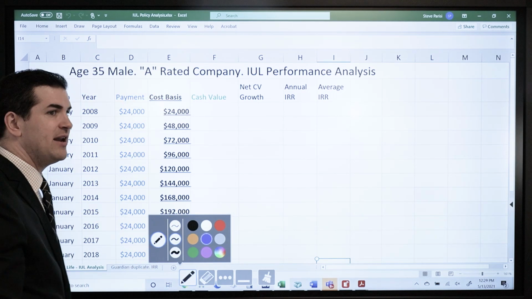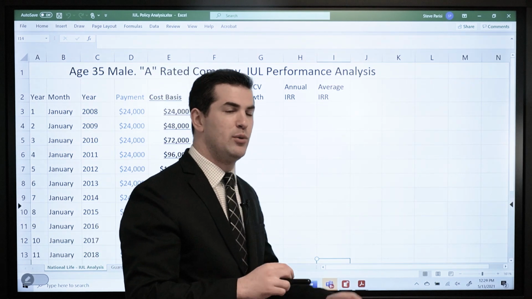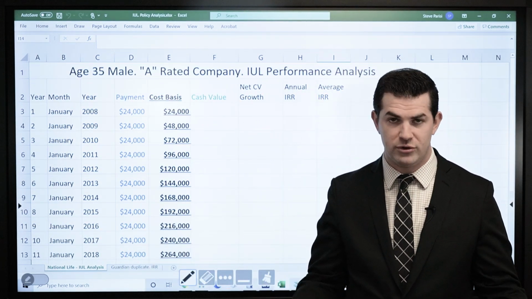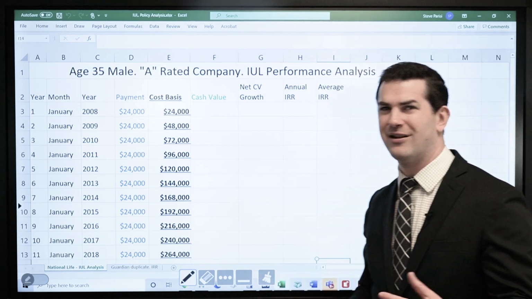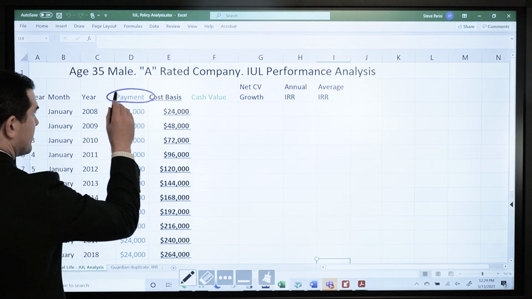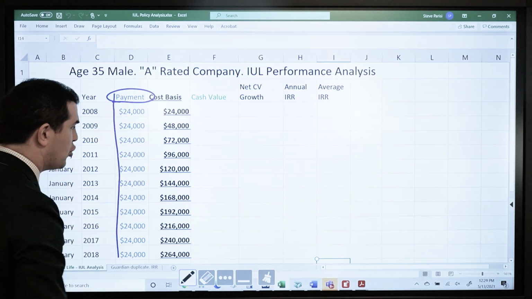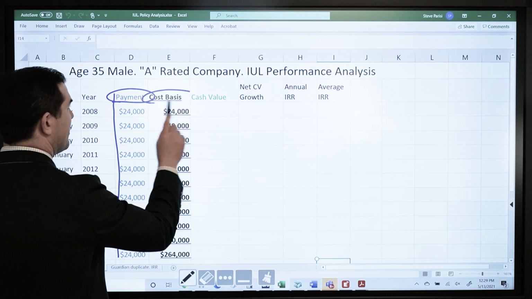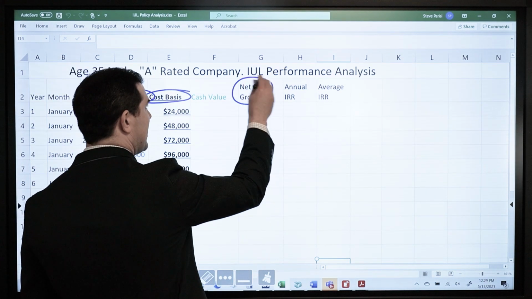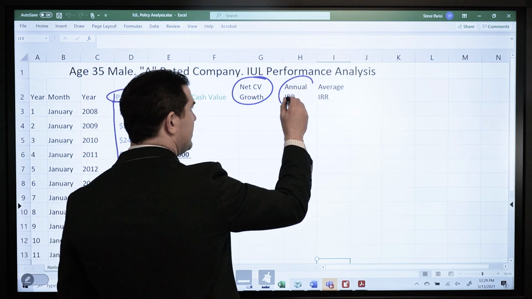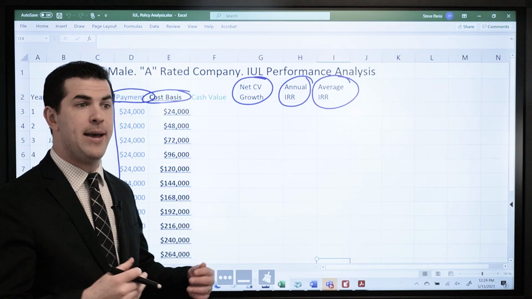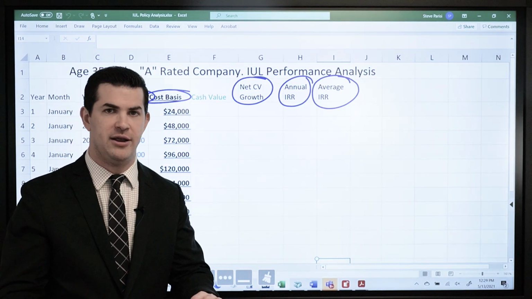Now we do not have the data from all the prior annual statements. We've done that with some case studies. As we obtain that data, we'll certainly share it. But that is time consuming for the client and for us. But what we do have is data that he's paid in $24,000 every single year. We have his cost basis. A couple things here. We're going to look at the net cash value growth, the annual internal rate of return, and the average internal rate of return, and then compare that with what the statement told him he was earning.